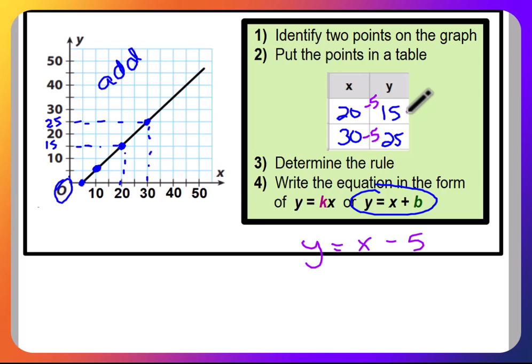I'm going from 20 to 15, it's getting smaller. So we're not adding, we're decreasing, which is subtracting. So I could subtract 5 from 20 to make 15, check it, subtract 5 from 30, I do get the 25. So my rule is to subtract 5. So my equation is y equals x minus 5.